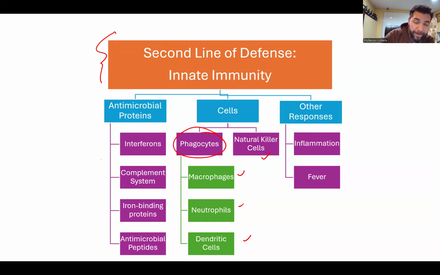We also have some chemicals, some proteins that are specifically produced in the body, not necessarily outside the body. And we'll discuss each one of them. What is an interferon, complement system, iron binding proteins, and antimicrobial proteins? And I'm judging I'm probably not going to do that right now. And it gets complicated, but as long as you know kind of what each one is, you'll be okay. You don't have to know 50,000 steps and stuff.